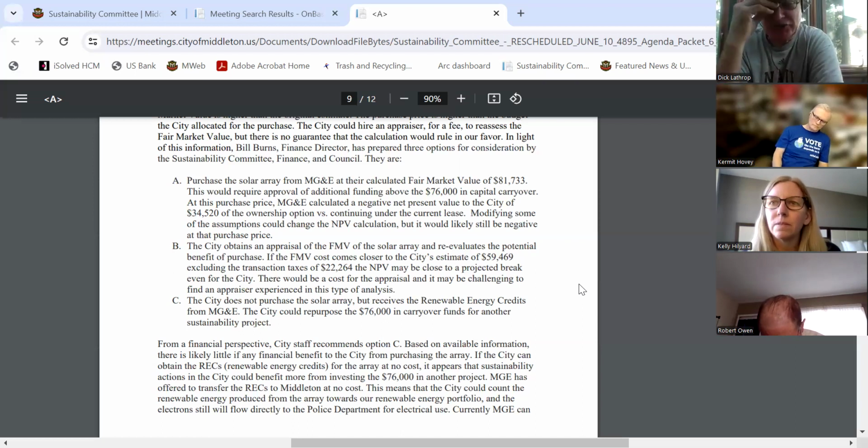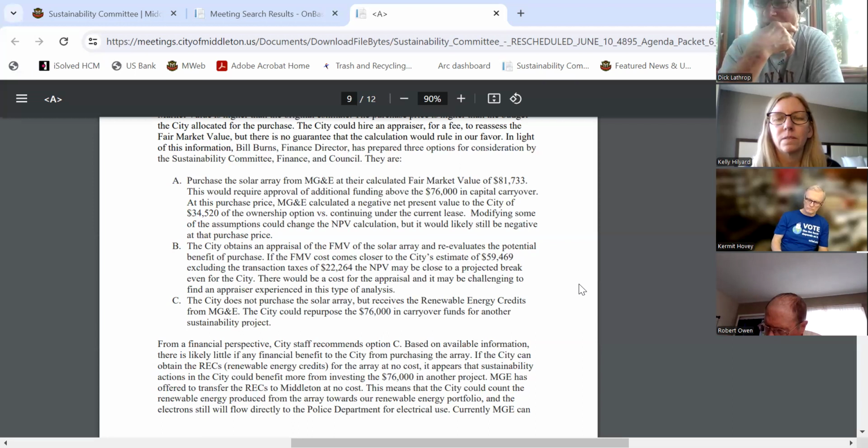So if we purchase it, we still don't get the savings from the fact that we're generating something we own? It's producing electrons that we use, we're not saving money? Otherwise we have to pay an electric bill. The police department is using electricity. So if we're producing it on something we own, then we should have a lower electric bill, right?